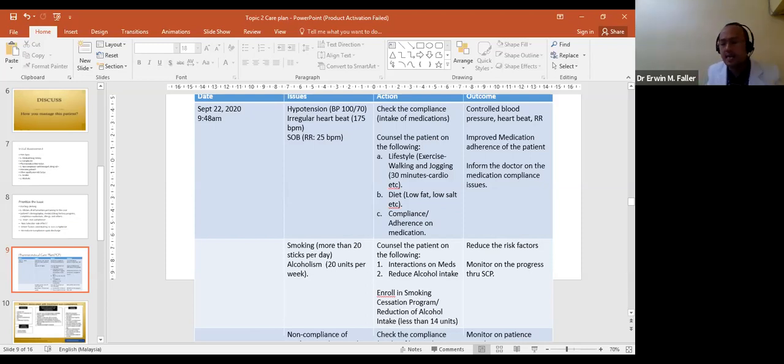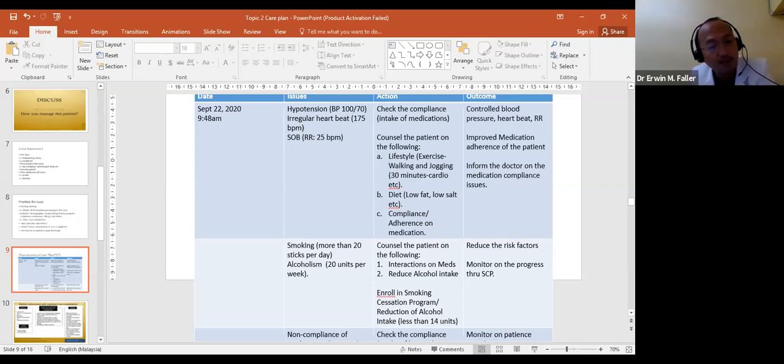So why is it that we don't put here stop? Because in the first place, you are not the grandparent of this patient, nor the family member of this patient. And we also avoid withdrawal syndromes associated with smoking and also with alcoholism. So what we're going to do is say that there are other services in your hospital or community pharmacy that they may enroll in, such as a smoking cessation program and reduction of alcohol intake to less than 14 units.